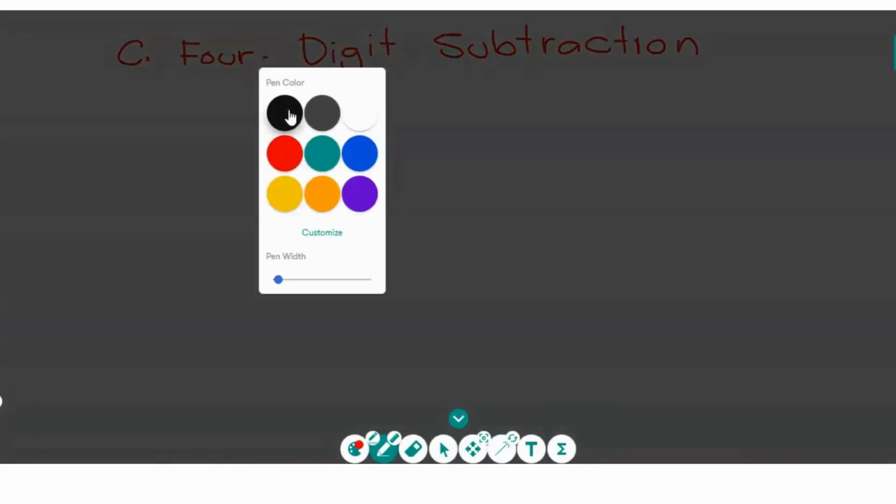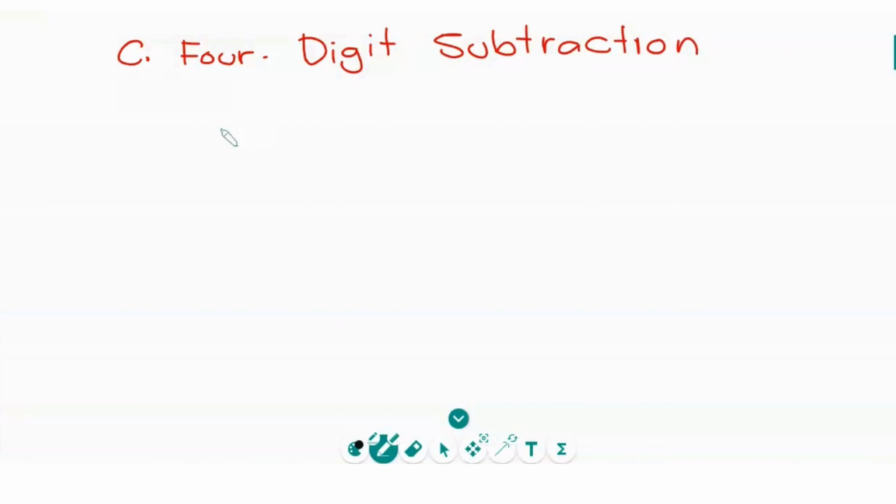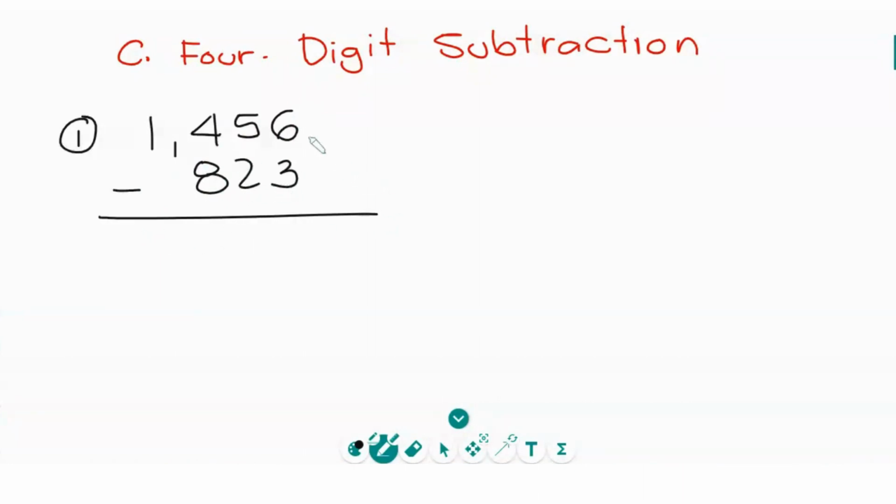Okay, so for number 1, we have here 1,456 minus 823. Okay, so 6 minus 3 will give us 3. 5 minus 2 will give us 3. However, 4 is smaller than 8, so 4 becomes 14, and 1 becomes 0, so that will give us 14 minus 8, and that will give us 6, right?